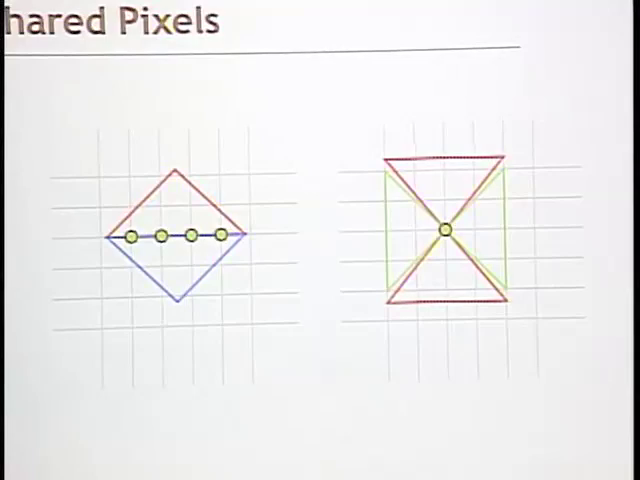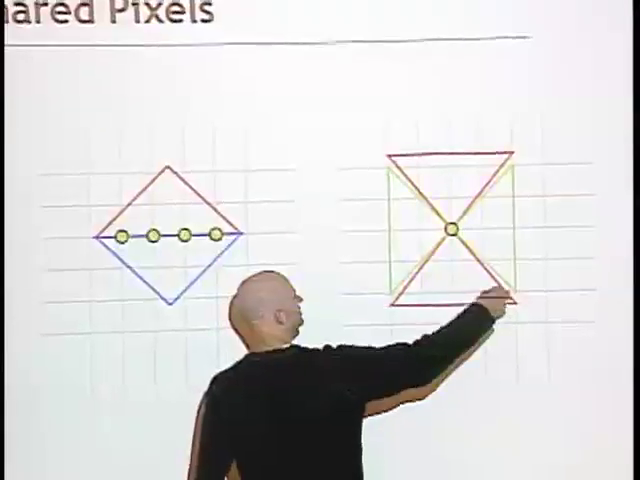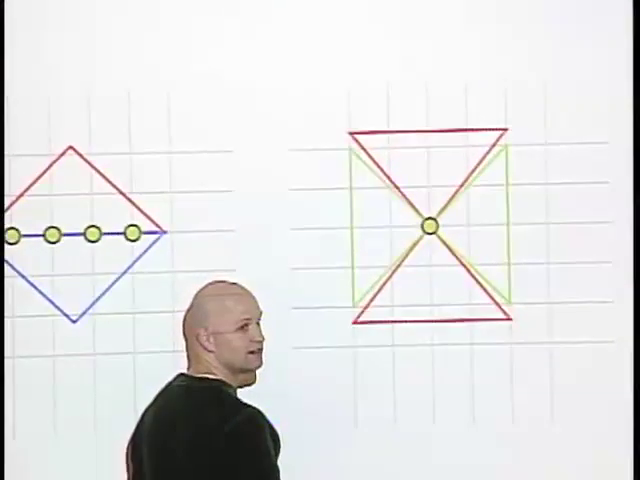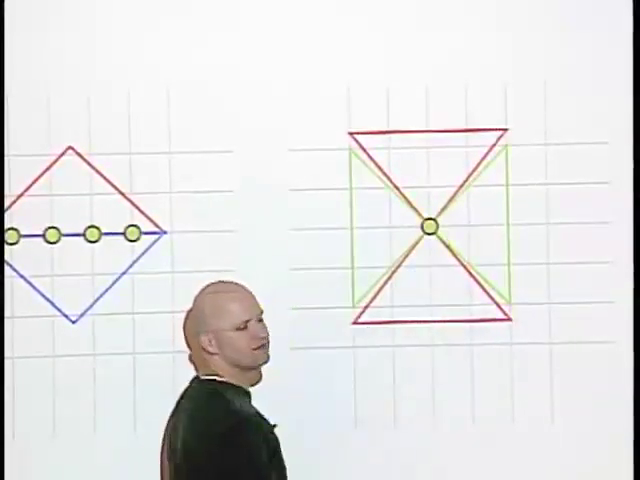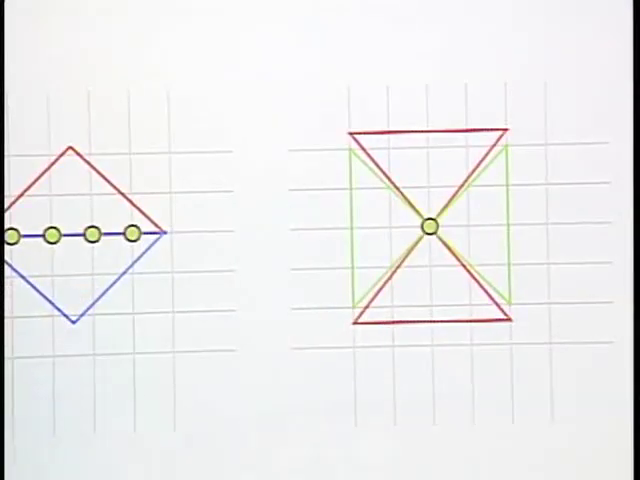Okay, same question over here. We end up having triangles that share a vertex here. Okay, they all actually land right on the vertex. Who owns this point? Any of them? None of them? All of them? What's the right thing to do?